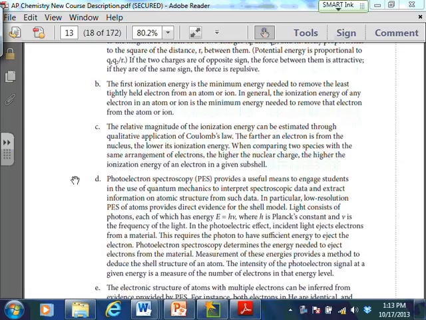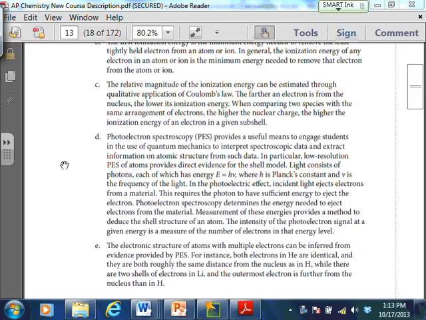So if you look at this letter B here, the first ionization energy is the minimum energy needed to remove the least tightly held electron from an atom or ion, okay? I.e., valence electron, okay? In general, the ionization energy is the minimum energy needed to remove that electron, okay? In general. That's all we're going to worry about this year, is in general. C, the relative magnitude of the ionization energy.